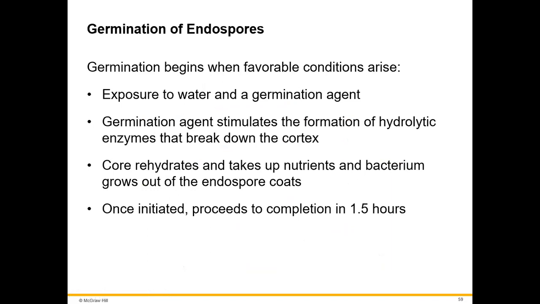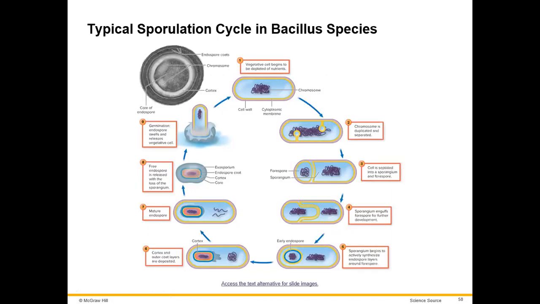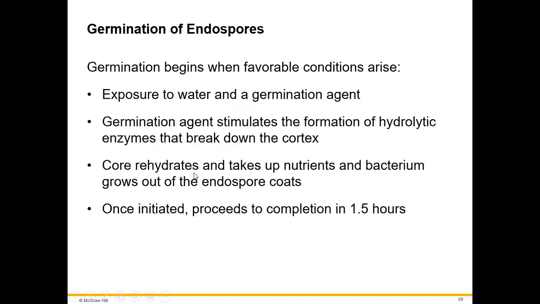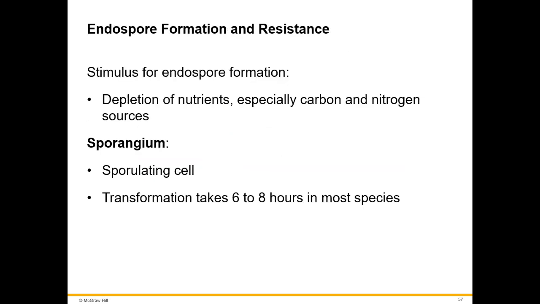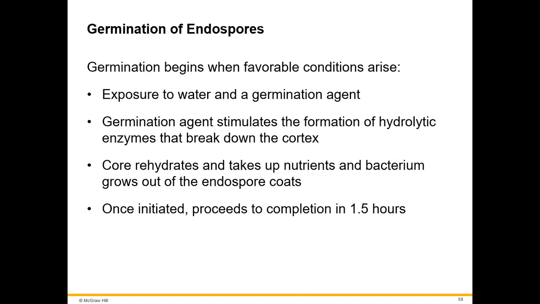Germination begins with favorable conditions, such as water. Germination agent stimulates the formation of hydrolytic enzymes that break down the cortex. So the cortex is helping protect the spore there. The core rehydrates, it takes up nutrients, and the bacteria grows out of the endospore. Once this process starts, it takes about 1 to 5 hours. So it takes about 6 to 8 hours to make a spore and about 1.5 hours to make a new bacterial cell.